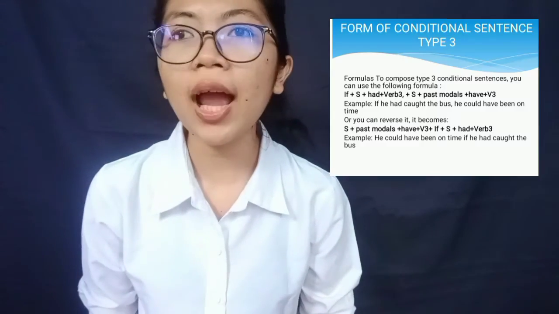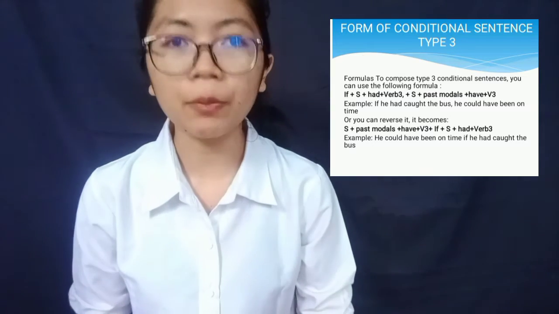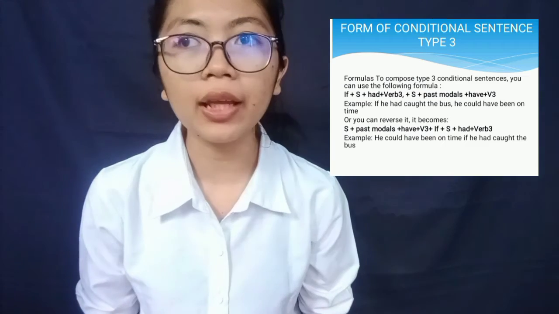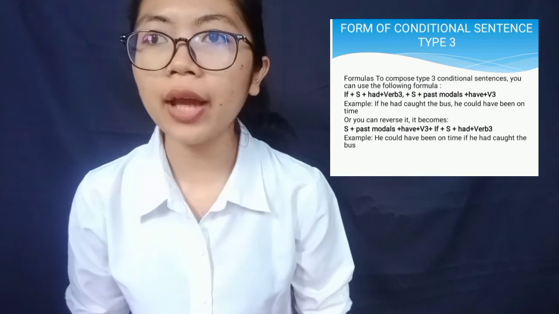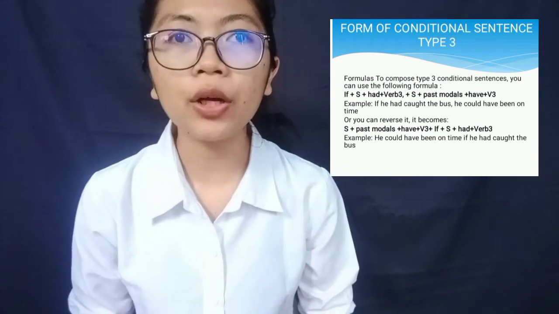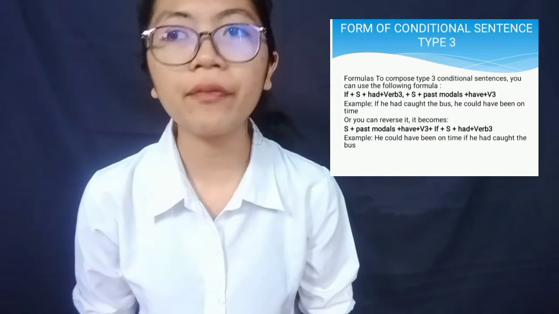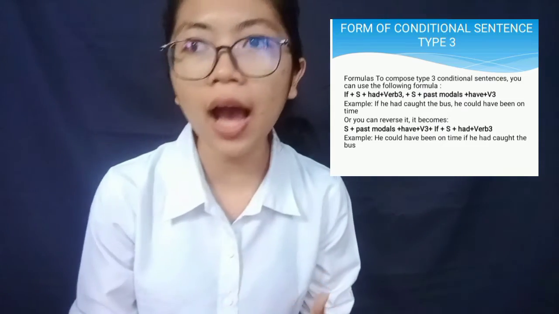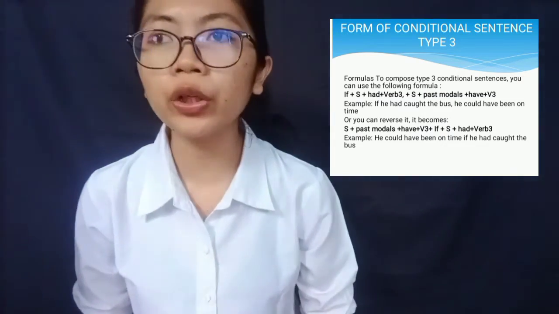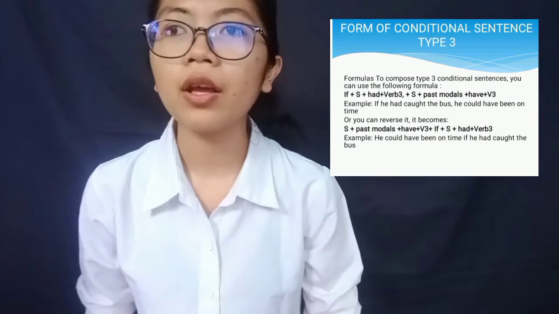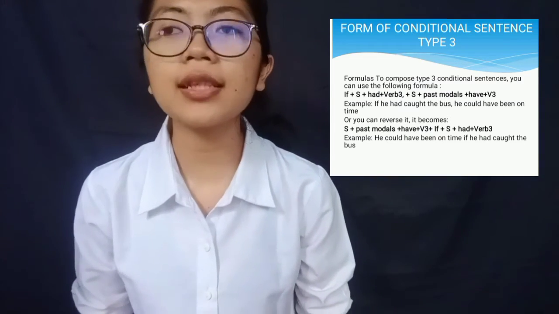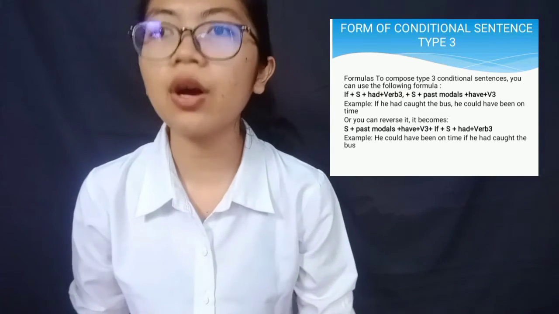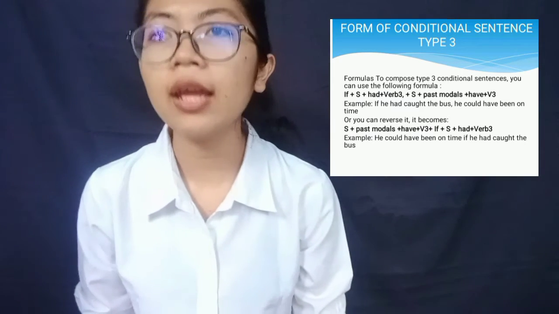The formula is if plus subject plus had plus verb 3, comma, subject plus past modal plus have plus verb 3. For example, if he had caught the bus, he could have been on time. Or you can reverse it and it becomes: he could have been on time if he had caught the bus.